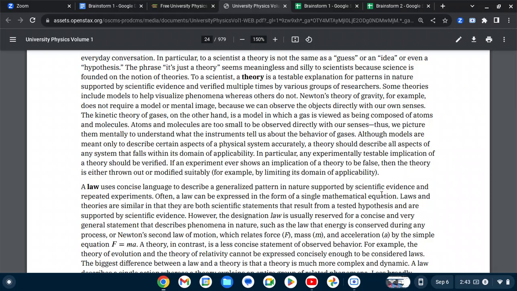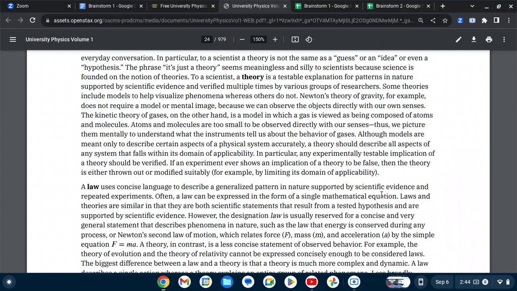Although models are meant only to describe certain aspects of a physical system accurately, a theory should describe all aspects of any system that falls within its domain of applicability. In particular, any experimentally testable implication of a theory should be verified. If an experiment ever shows an implication of a theory to be false, then the theory is either thrown out or modified suitably.